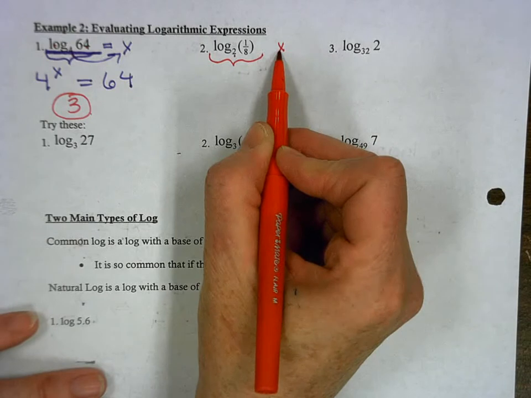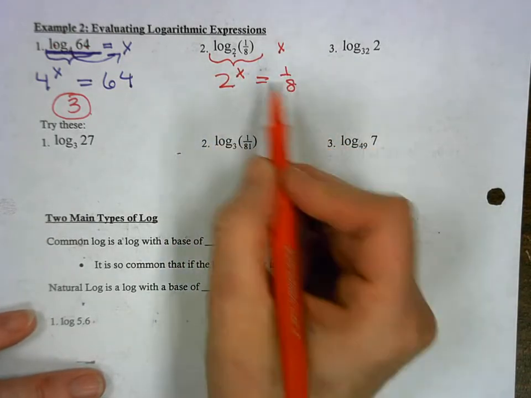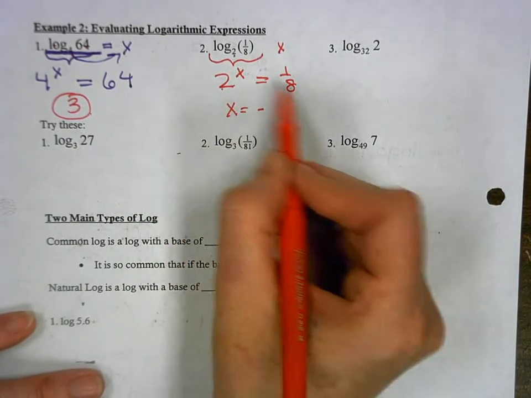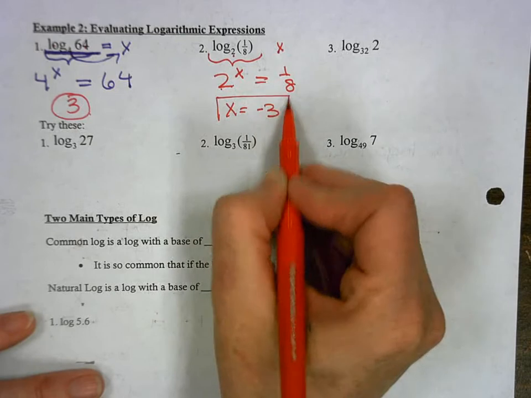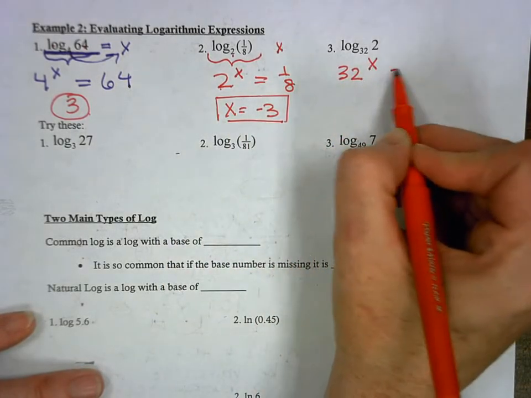All right, so this evaluation is 2 to what power equals 1/8? 2 to what equals 1/8? Well, I know it's going to be a negative. And then 2 to what power is 8? 3. So x is negative 3.